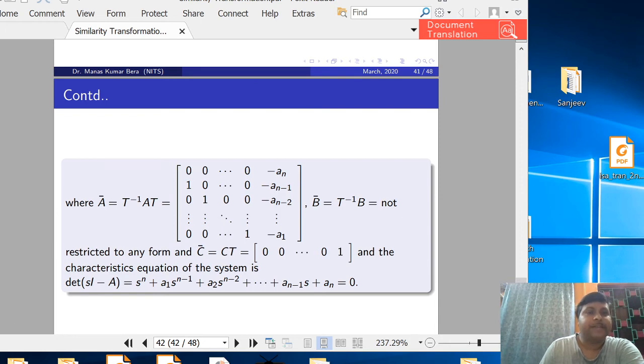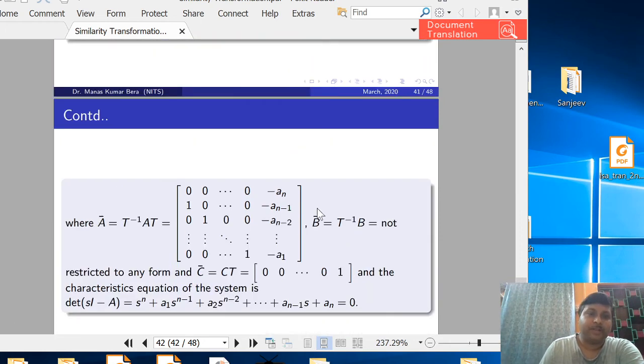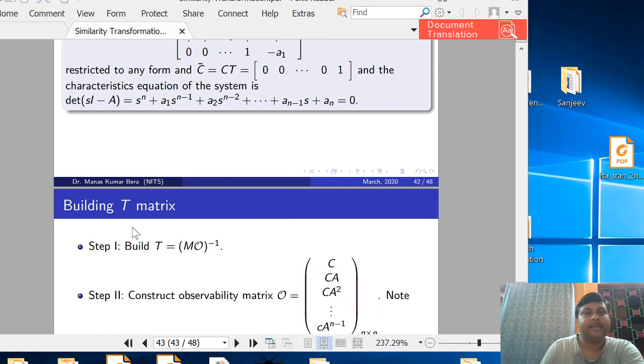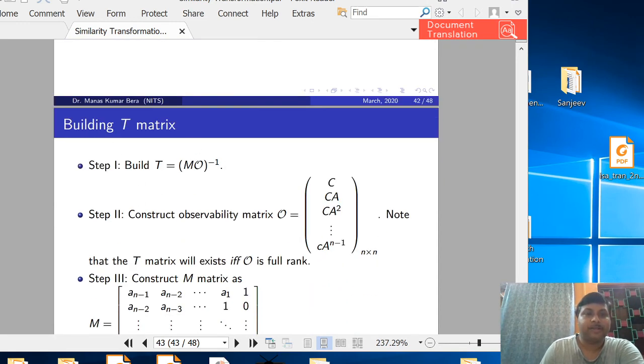So now I will tell you how to build this T matrix. This is our desired result. Now the only thing is that we have to find out this T matrix. How the T matrix? Here the same thing, we are not going to discuss how this T matrix has come, only I will tell you the result, not the proof. So step 1, build T. Here T will be M into O inverse.